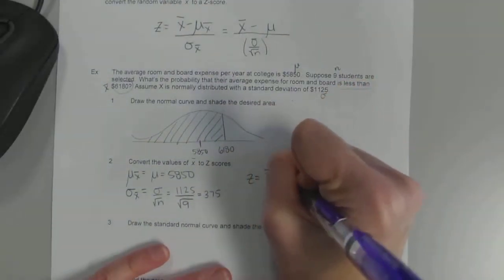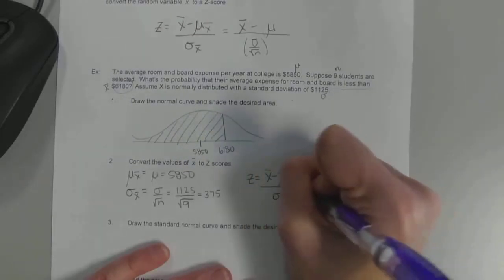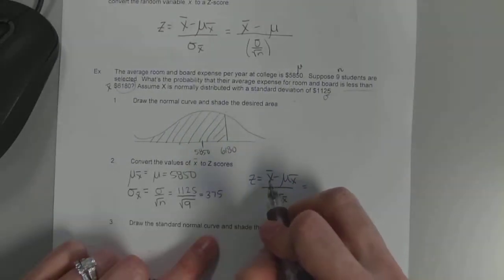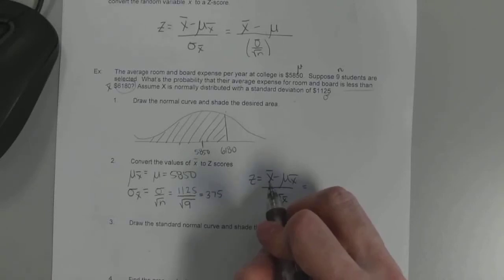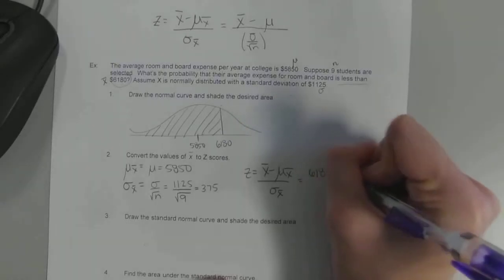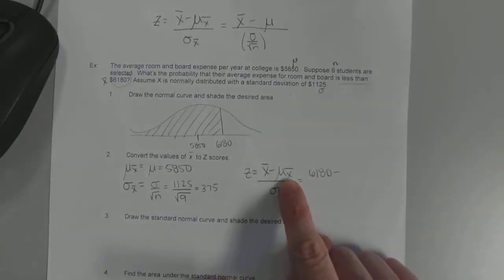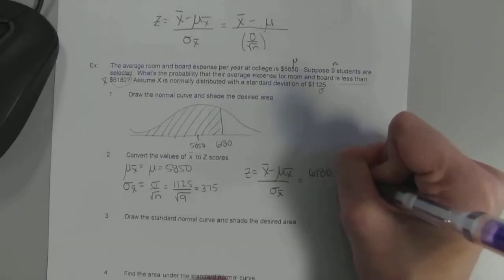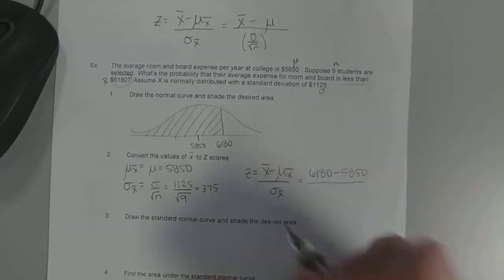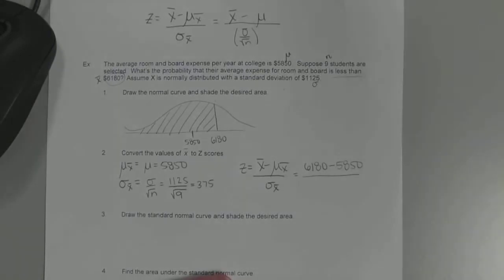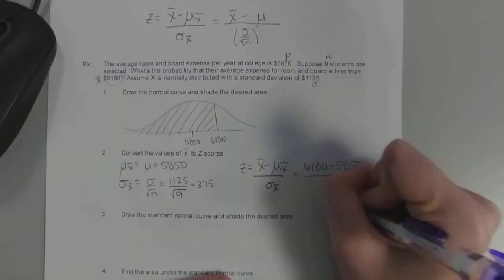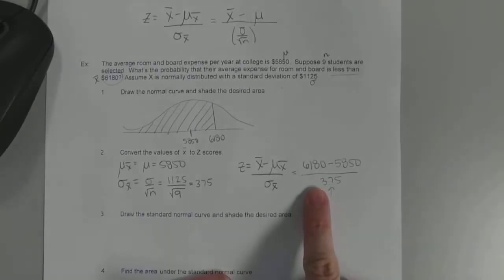So z equals x bar minus mu of x bar over sigma of x bar, all right? What was x bar? That's always the part in the question, right? We asked 9 people, what's the probability that their average is less than 6180? So that's always the part of the question, minus the mean, but you guys have already told MyMathLab what the mean was in step A, okay? What did we say the mean was? We said the mean stayed the same as 5850. Divided by our standard deviation, and what did we calculate our new standard deviation to be? 375. This right here is the only new thing we do in 8.1.